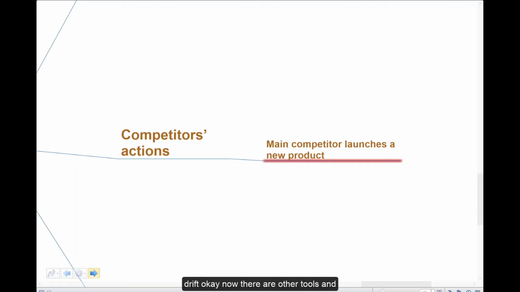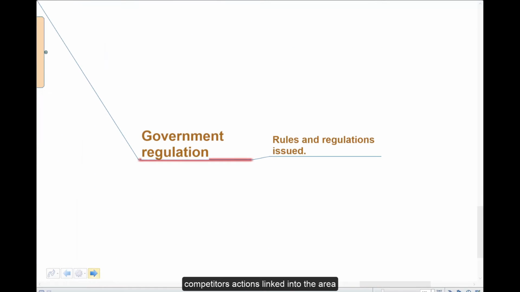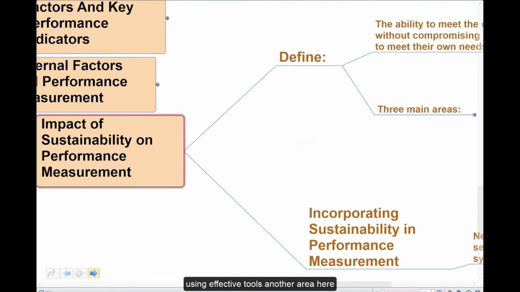Okay. Now, there are other tools and techniques to evaluate competitors' actions. For example, Porter's 5 forces that you probably heard of as well. So many ways to assess and evaluate competitors' actions. Linked into the area of PEST, certainly government regulation. That can affect us. It can affect our assessment of achievable corporate objectives. Absolutely. If new regulations come in, possibly in the area of the environment or employment law, etc., certainly that can have an impact upon us. So we need to be monitoring using effective tools.